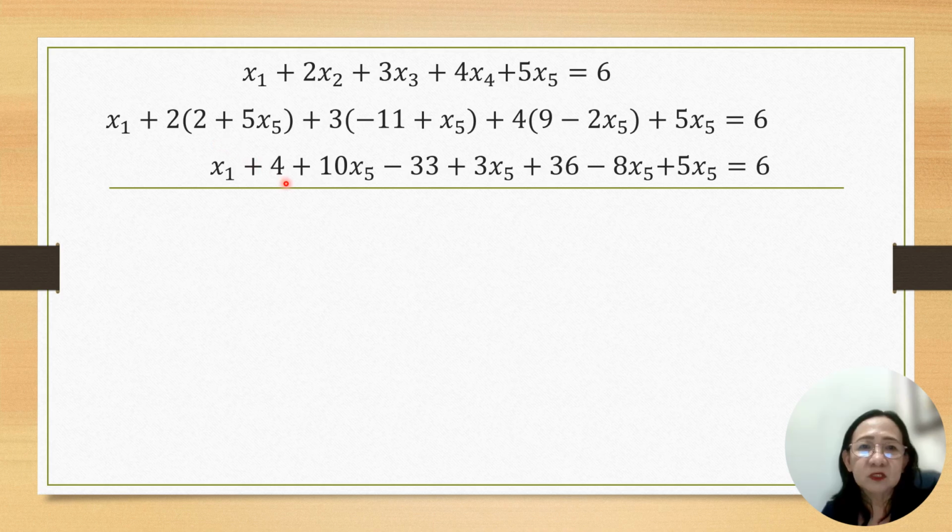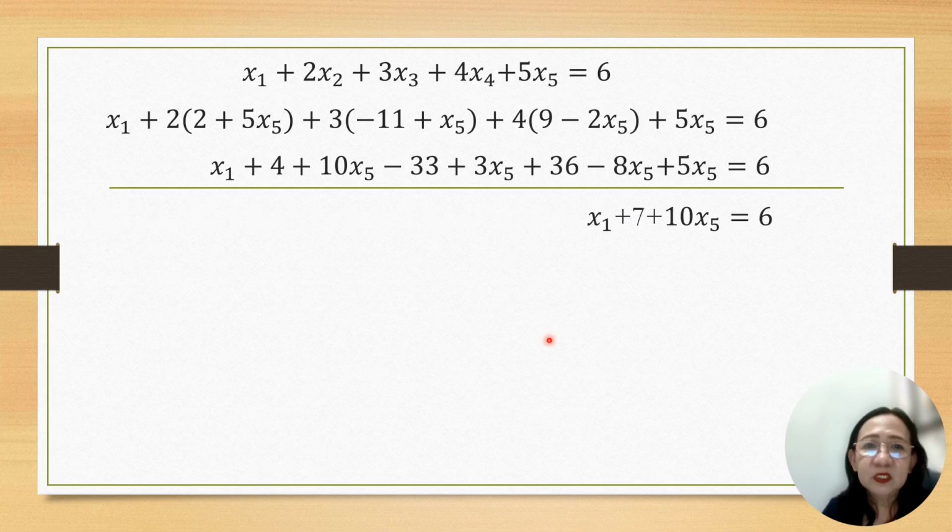Then, 2 times 2 is 4. 2 times 5x sub 5 is 10x sub 5. Then, 3 times negative 11 is negative 33. 3 times x sub 5 is 3x sub 5. 4 times 9 is 36. 4 times negative 2x sub 5 is negative 8x sub 5. Let us copy this 5x sub 5.